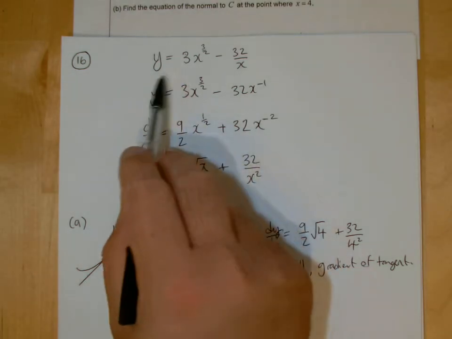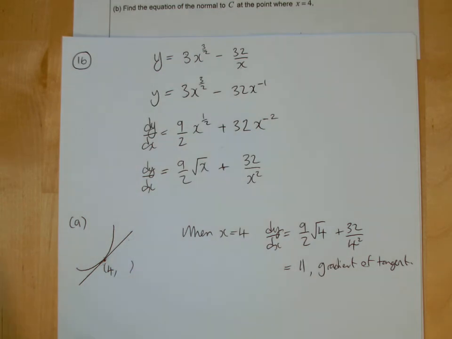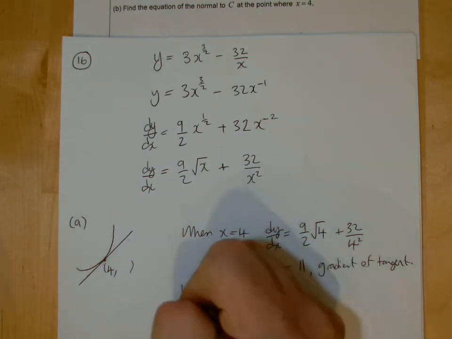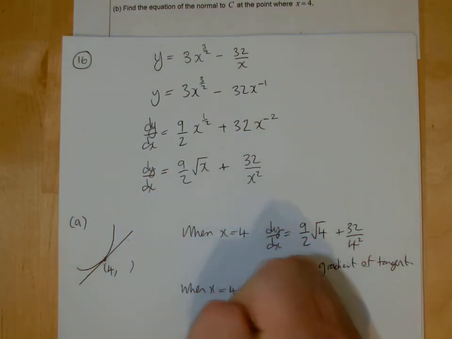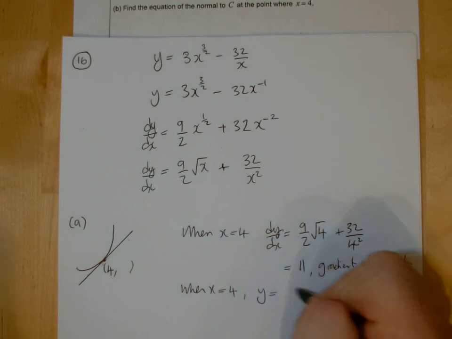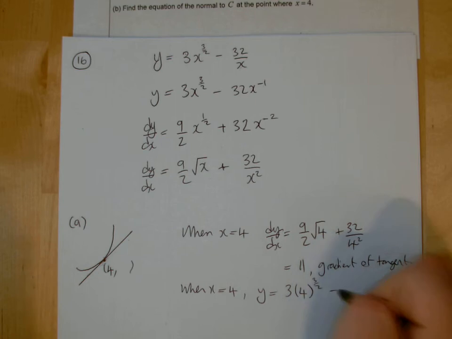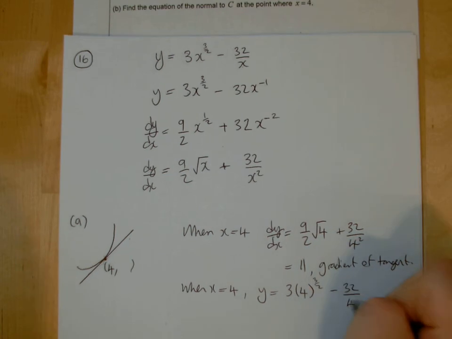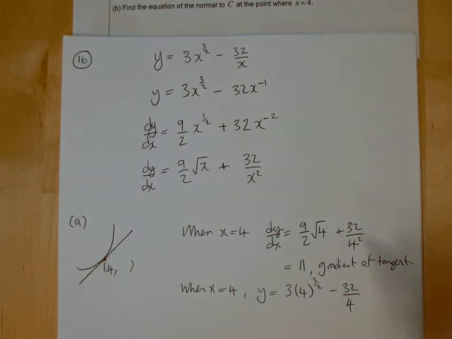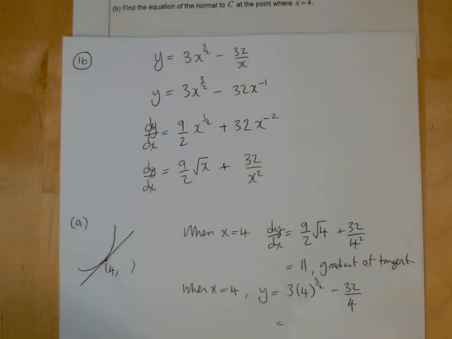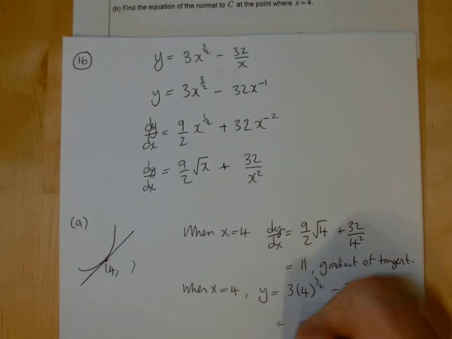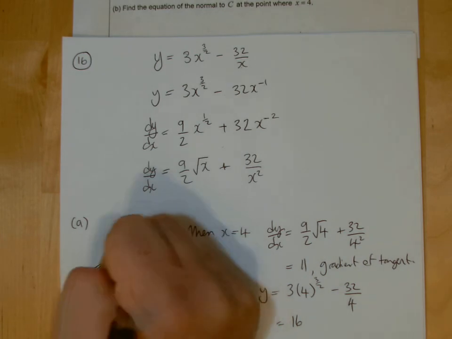So we go back to the curve's equation here to work out what y is going to be. So we'll also say that when x is 4, y will equal 3 times 4 to the power 3 over 2, and put 4 in there as well. So we can work that out on our calculator, and we get out 16.